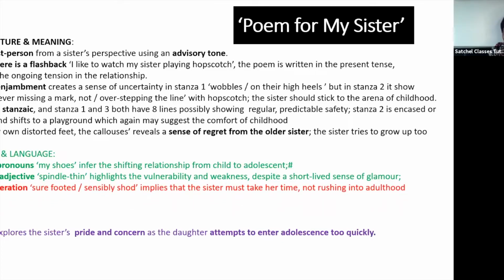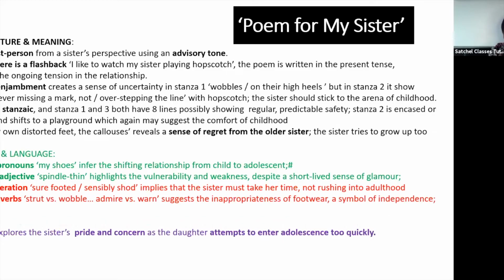Like the other poem, alliteration is used. The first poem uses plosive alliteration. This uses sibilant alliteration, "sure-footed and sensibly shod," which shows that the older sister wants the younger sister to take time, to not rush into adulthood, not rush into making poor decisions, to stay sensible and make good decisions and follow a good path in life.